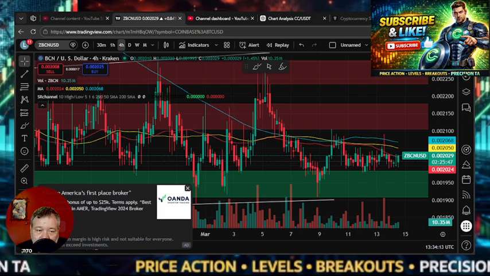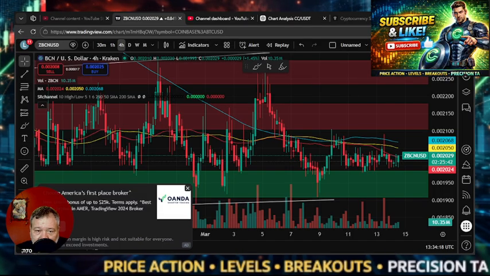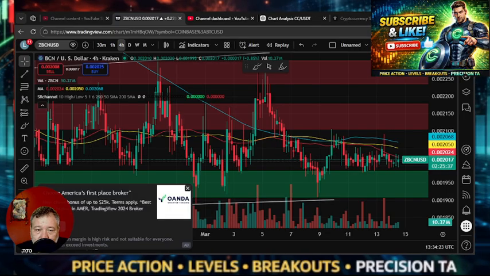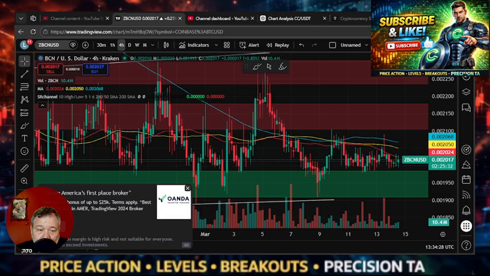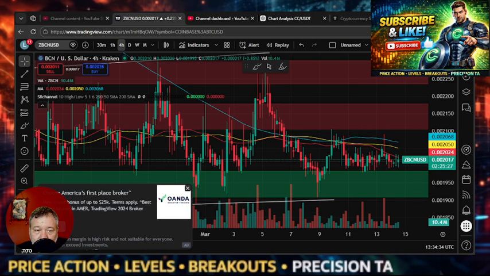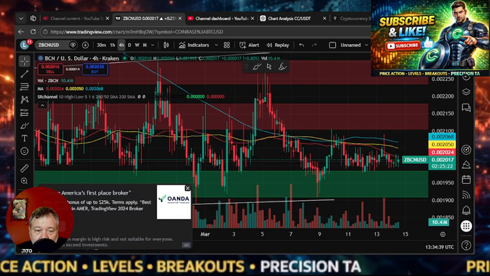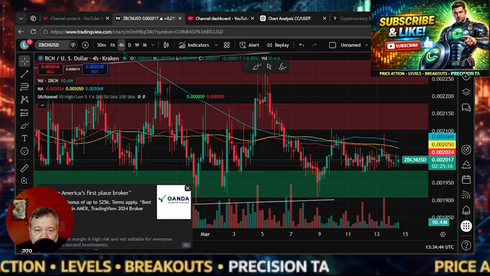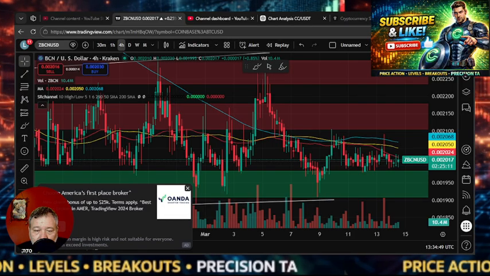Final thoughts, y'all. Right now, Zebec Network is sitting inside of a critical range. Support is holding around 0.00195. Resistance is sitting around 0.00210. Whichever side breaks first will likely determine the next major move. So traders should watch this range very closely, because when this compression ends, the move could happen very quickly. We could be headed down very quickly, or we could be running up very quickly.